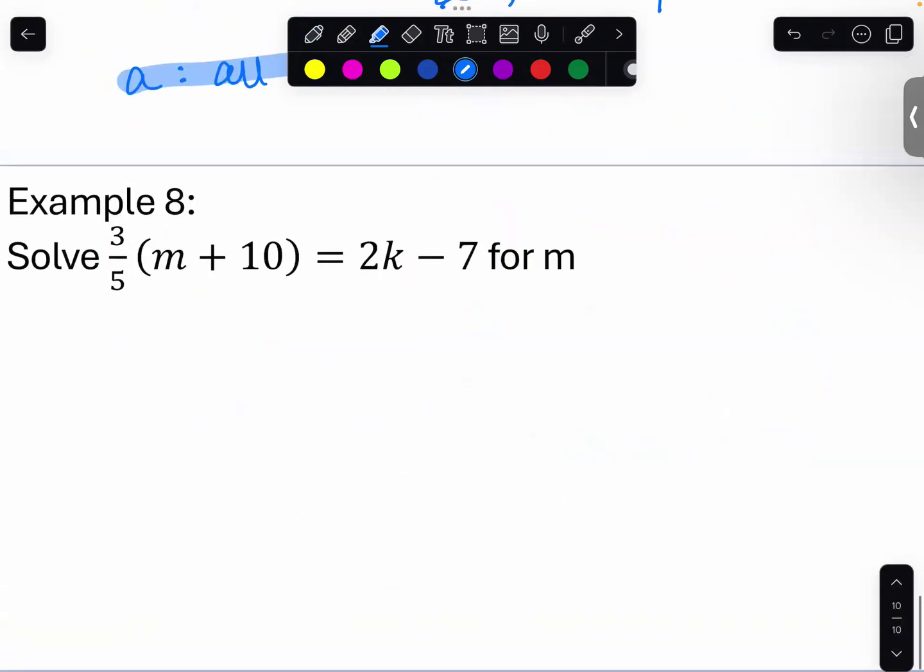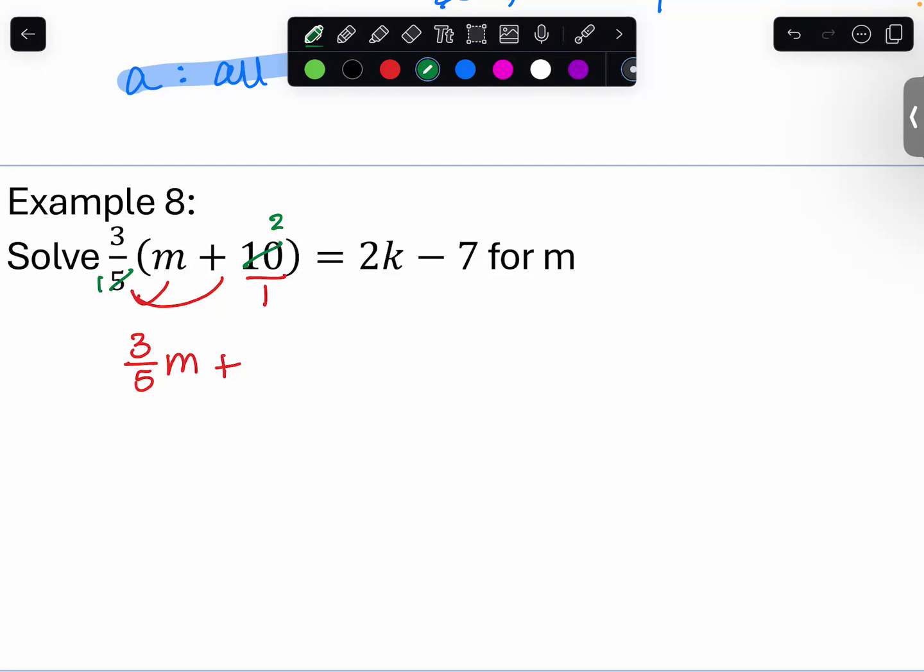And last but not least, we can compare that to example 8 right here. Again, I'll distribute into my parentheses. So I have 3/5 times m plus, now I'm going to multiply 3/5 times 10. Notice that 10 is over 1. I want to simplify this as much as I can. I would highly encourage you to try simplifying this before you multiply. Notice that you could divide a factor of 5 on top and bottom, and you would get a value of 6 here. Or if you multiply it across the fractions, 3 times 10 gives us 30 on the top, 5 times 1 on the bottom gives us 5. Notice that does indeed equal 6 here.